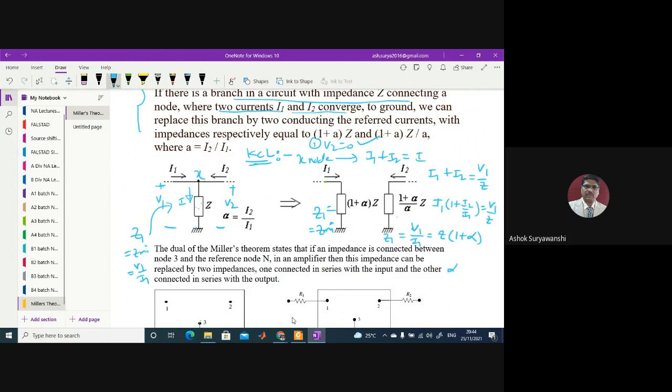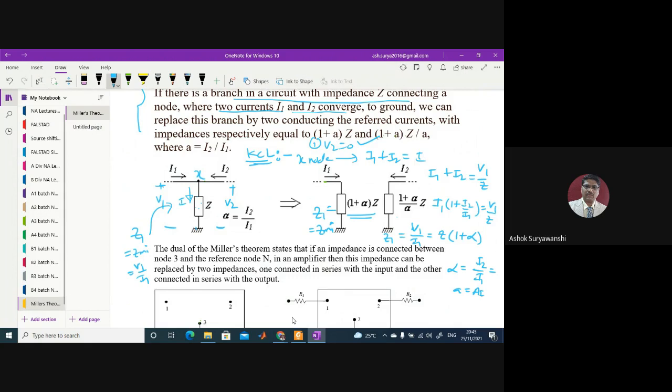So this alpha, where alpha is I2 by I1, or it can be written as A, or it can be written as AI. So different notations are there, which we have to understand. So this Z1, which is written here, you can see here, Z1 or ZMI is 1 plus alpha into Z.